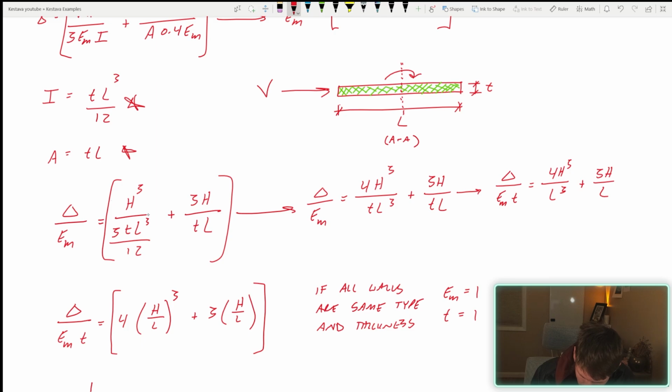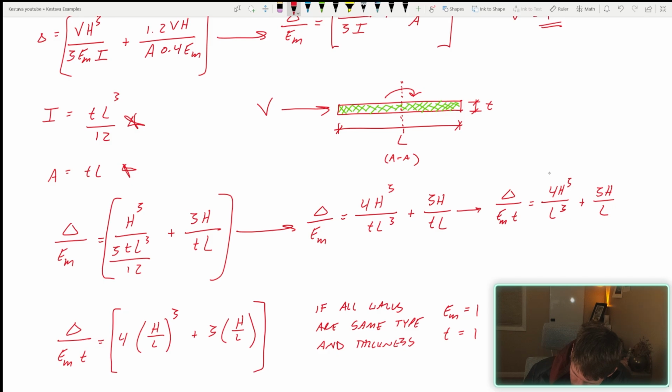We clean up our first part of the equation. We bring that 12 up to the numerator, and then we do 12 divided by 3. That leaves us with a nice clean 4h cubed over TL cubed. And then the shear deformation portion of the equation stays relatively the same, 3h over TL instead of over A. Next, we see that we also, like we did with the modulus of elasticity, can pull out a thickness from the denominator and bring it over to the other side of the equal sign.